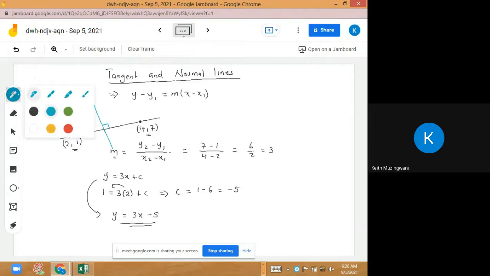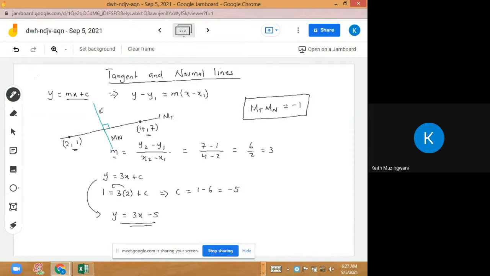Okay? Now, to find the equation of this line here, you don't need to look for points again. What you do is you use a relationship: the gradient of this line, we call it mt, and the gradient of this line, we call this one mn, this one mt. You know that when you multiply the gradients, we get -1. This is a formula that you must know, so you use it always when you're asked to find the normal line.